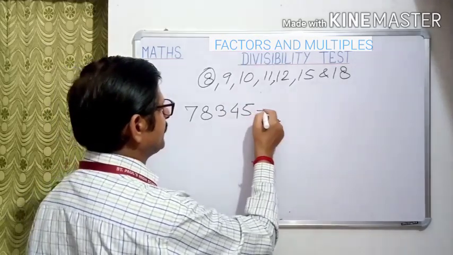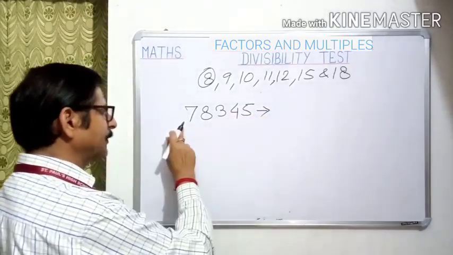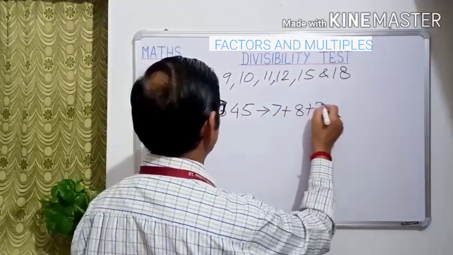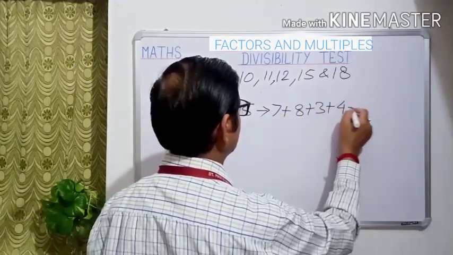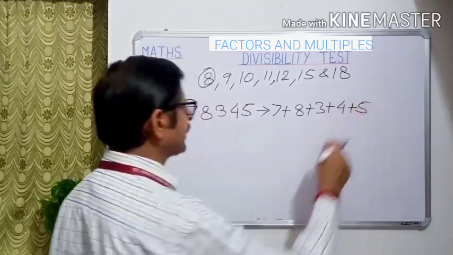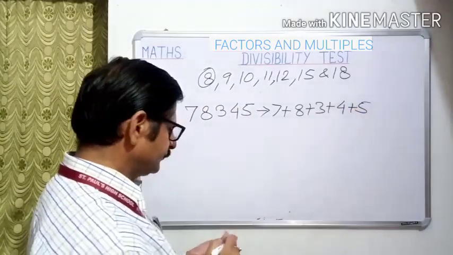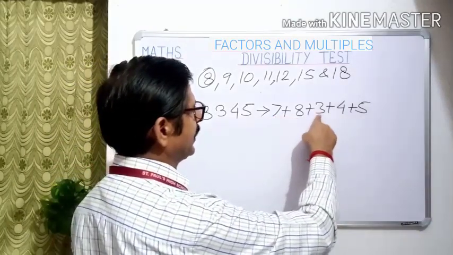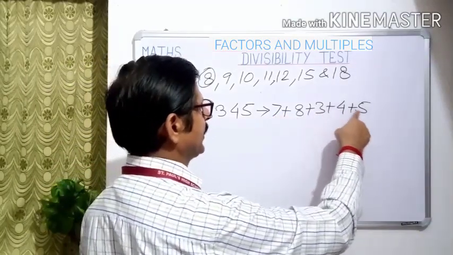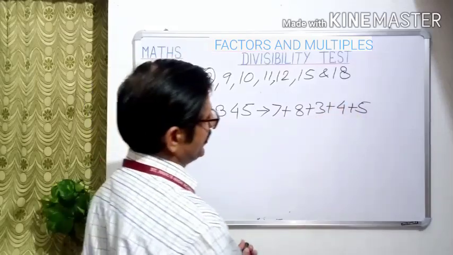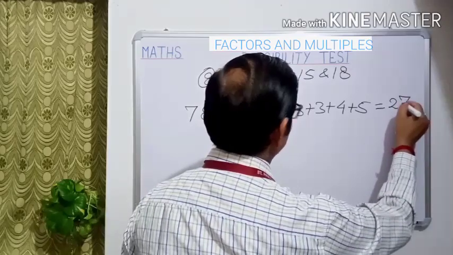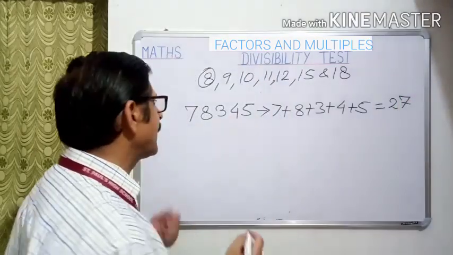To test the divisibility by 9, simply find the sum of the digits: 7 plus 8 plus 3 plus 4 plus 5. You need not write it, you can do it orally. 7 plus 8, 15, 15 plus 3, 18, 18 plus 4, 22, 22 plus 5, 27. And 27 is divisible by 9, so this number is also divisible by 9. Let us check it.